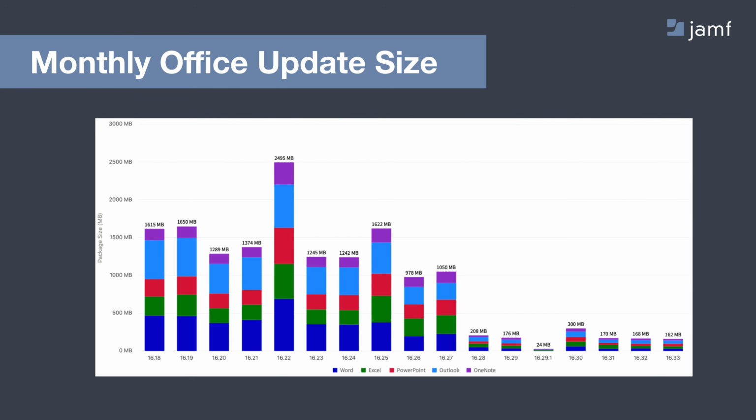16.29.1 hotfix that we needed to release. And that's the smallest bar on this chart here, and that was a mere 24 megabytes in size. And so that's 24 megabytes, and we were able to patch all of the core Office apps with that update. So that's what we're using to keep your bandwidth overheads to a minimum.